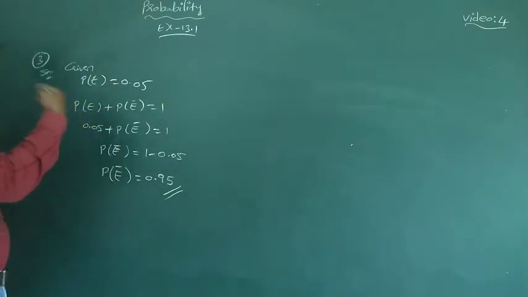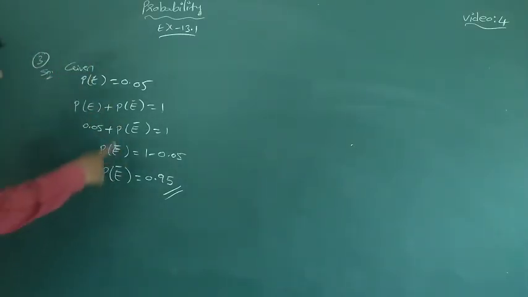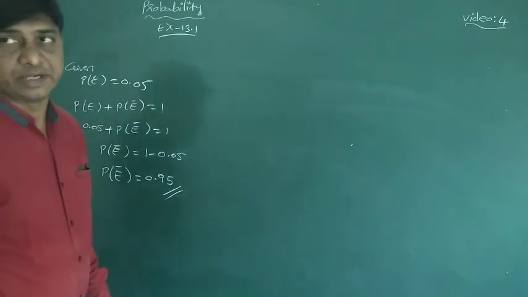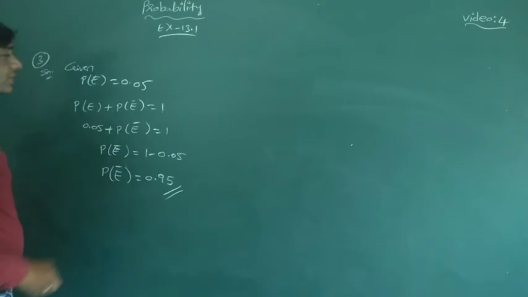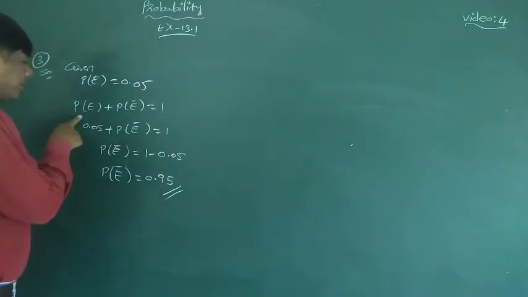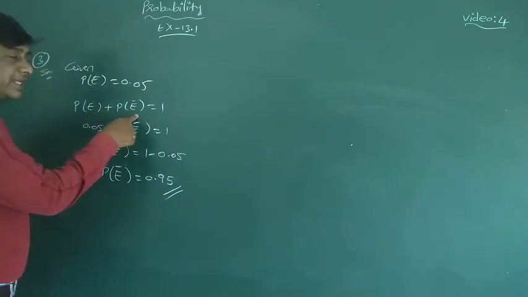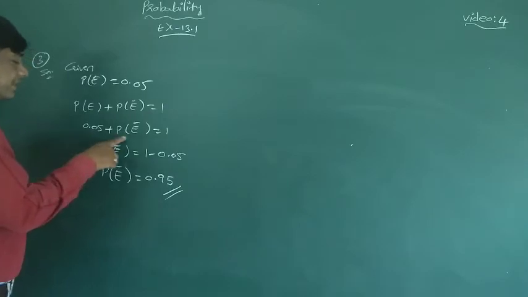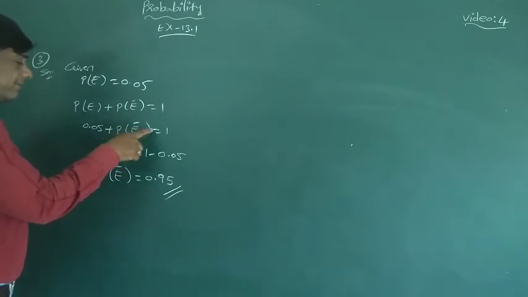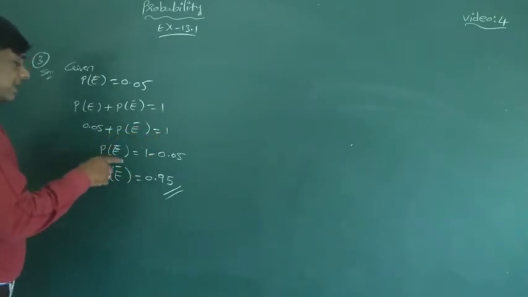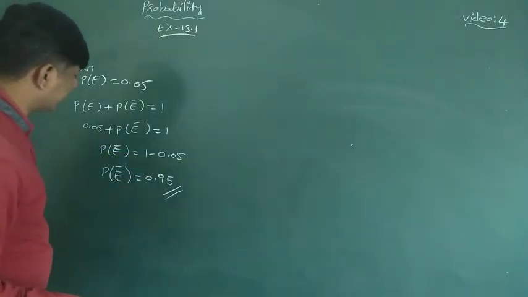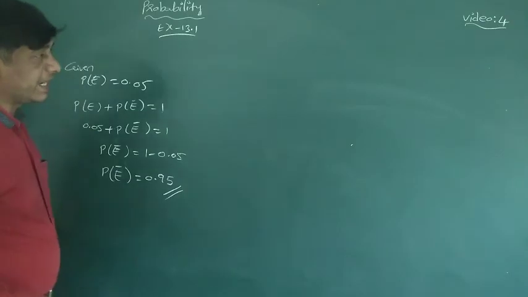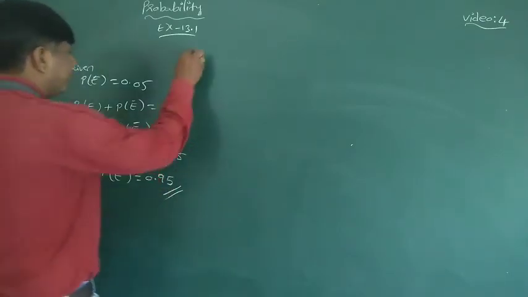Next, in problems onwards, I won't write this formula. I will directly use probability of not event is equal to 1 minus probability of an event. They gave probability of an event is equal to 0.05. Now P of E plus P of complementary event is equal to 1. 0.05 plus P of complementary event is equal to 1. Probability of the complementary event is equal to 1 minus 0.05, which is 0.95. This is your final answer.